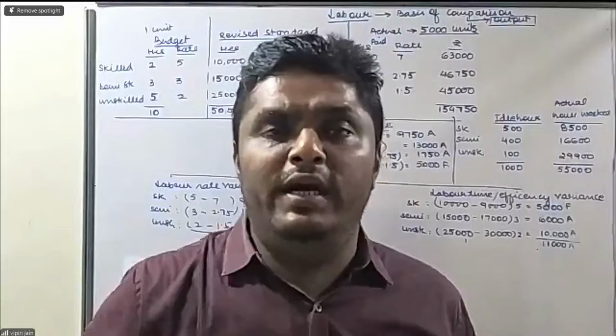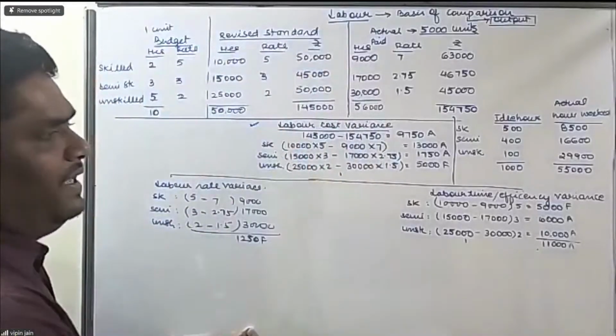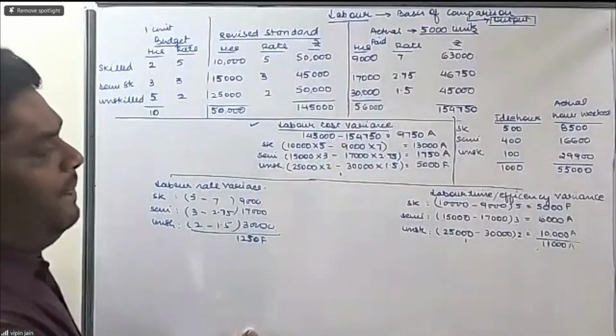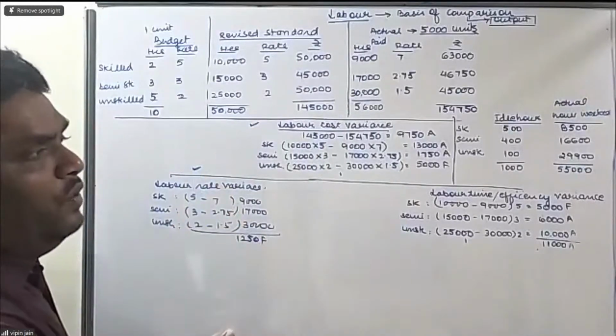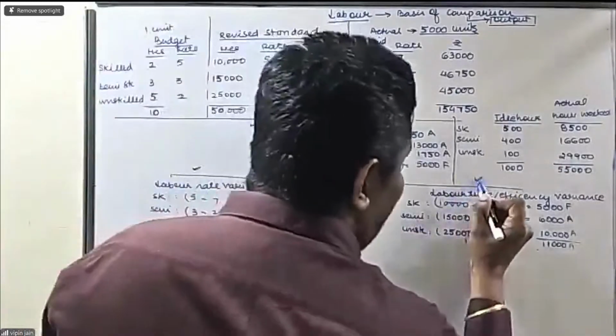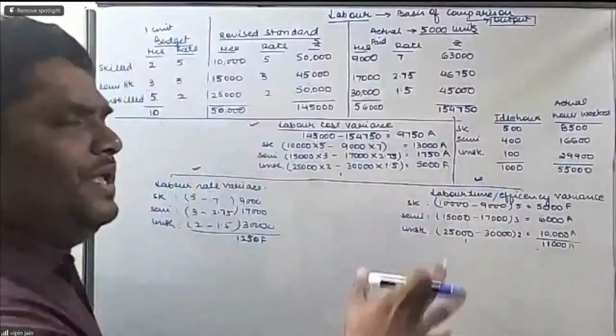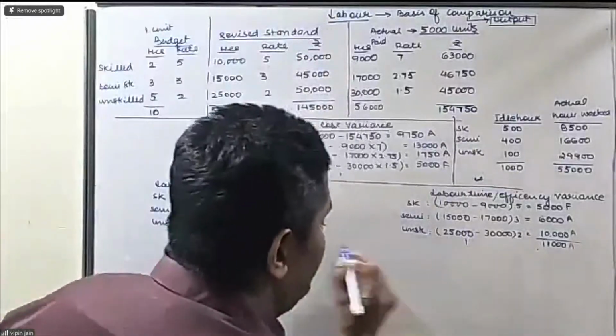Now further, very important, if idle hours are given in the question, there will be no change in labor cost variance. It will be same. Again, when talking about rate variance also, there will be no change. Further, in time variance also, as of now, assume that there will be no change. The change will start from the third phase.